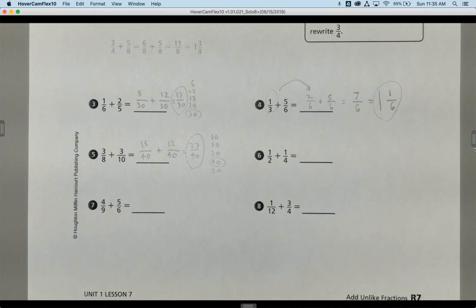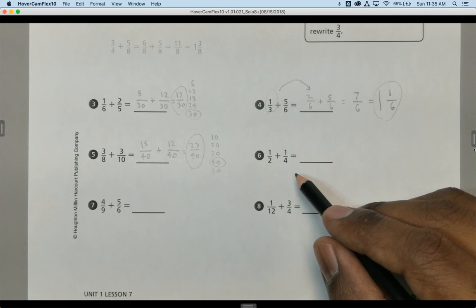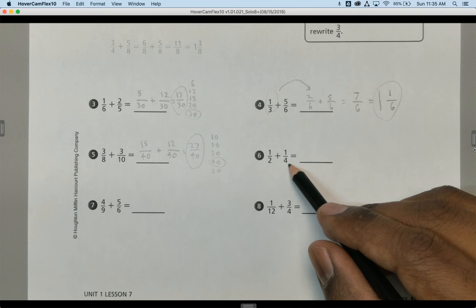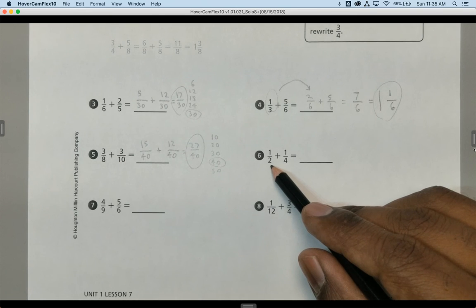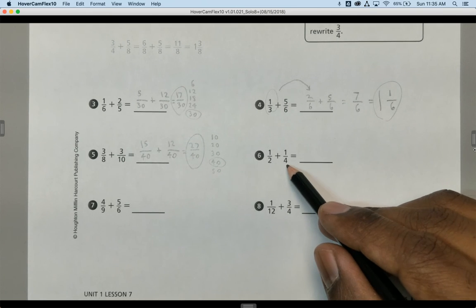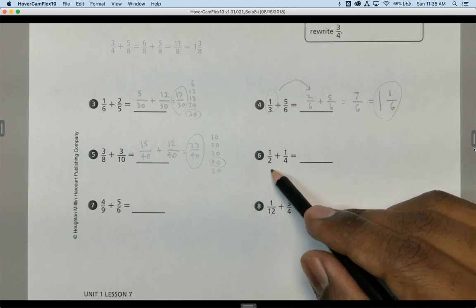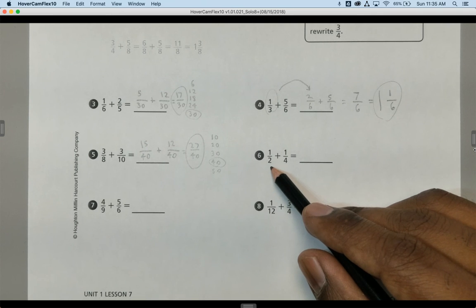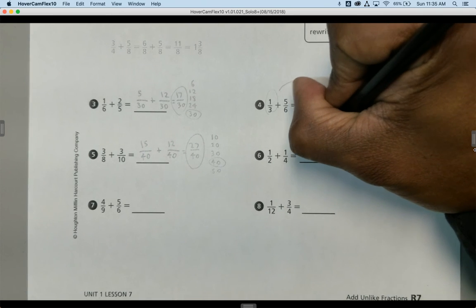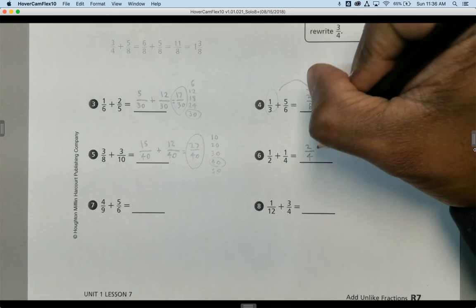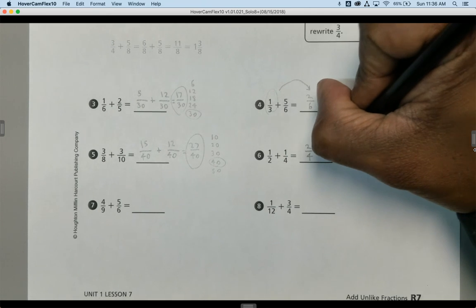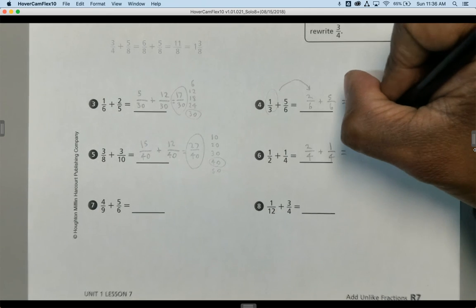Number 6, 1/2 plus 1/4. The larger of the denominators is a 4. Will the 4 work for the 2? Yes, it will. So we leave 1/4 alone. We rewrite 1/2 as 2/4. Multiply bottom and top by 2. And add them up. 2/4 plus 1/4 is, of course, 3/4.